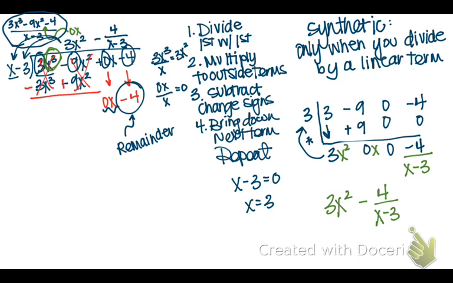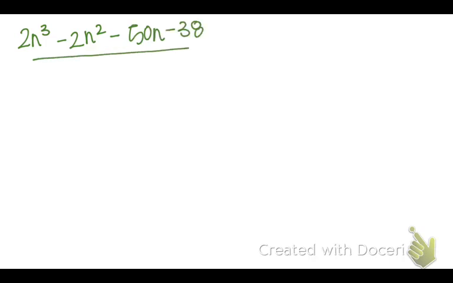Okay, I will do one more with synthetic division. Can I clear all this? Yeah. Okay, so if we have 2n cubed minus 2n squared minus 50n minus 38 over n plus 4.